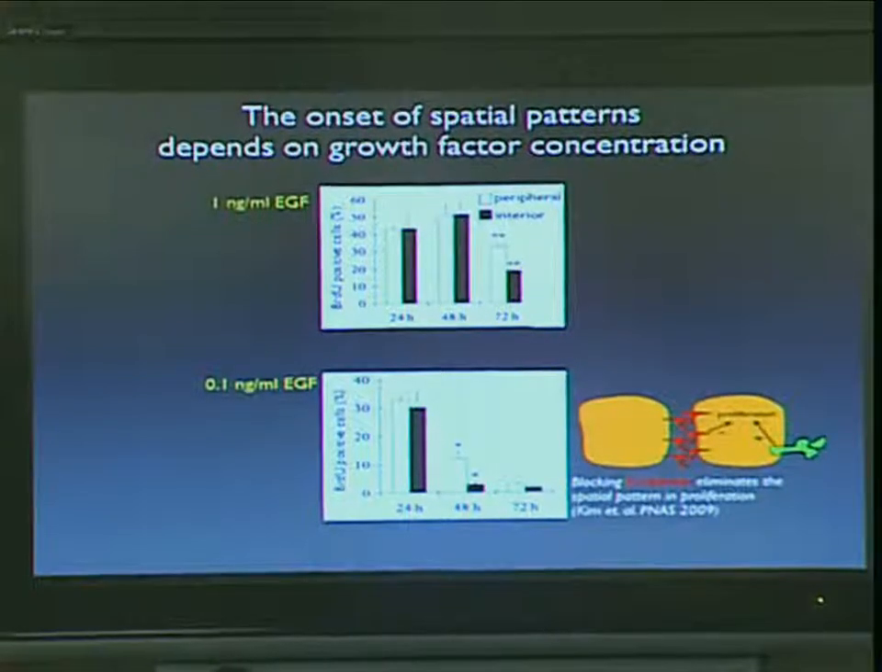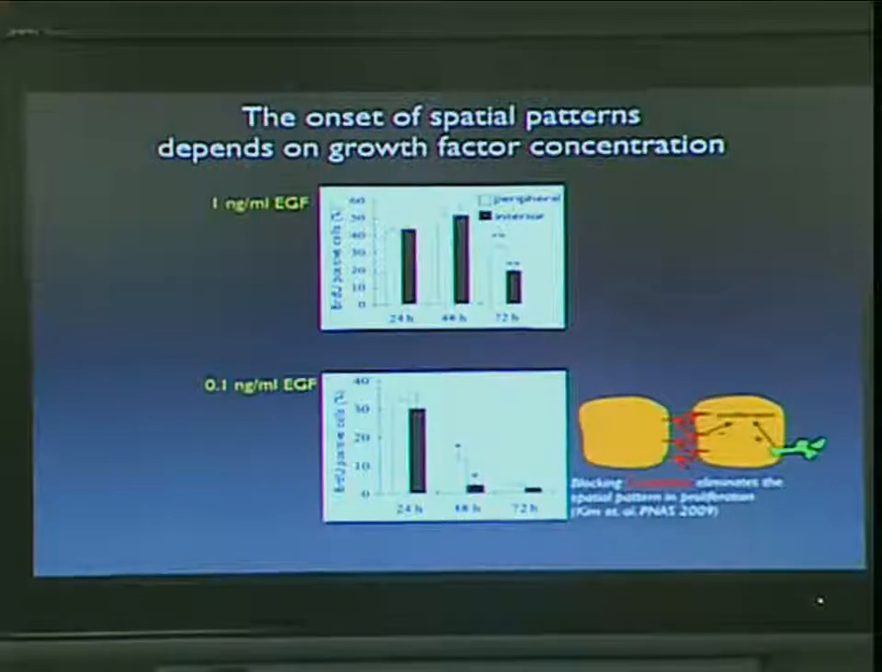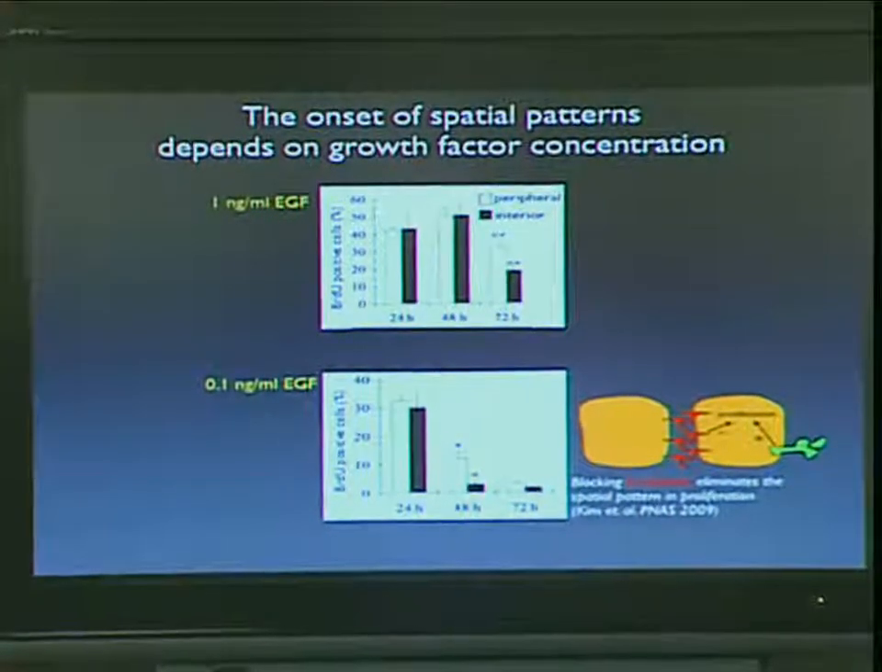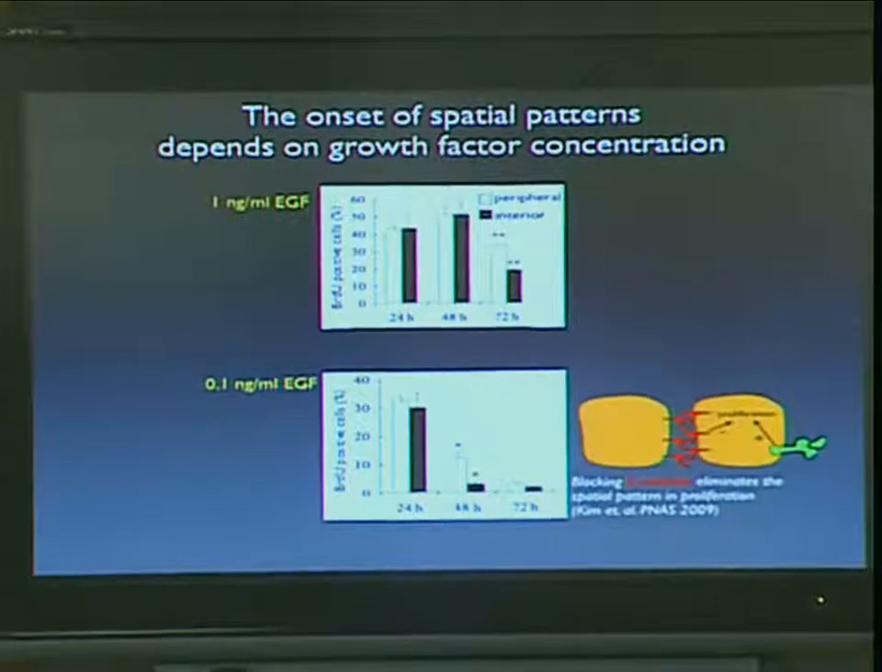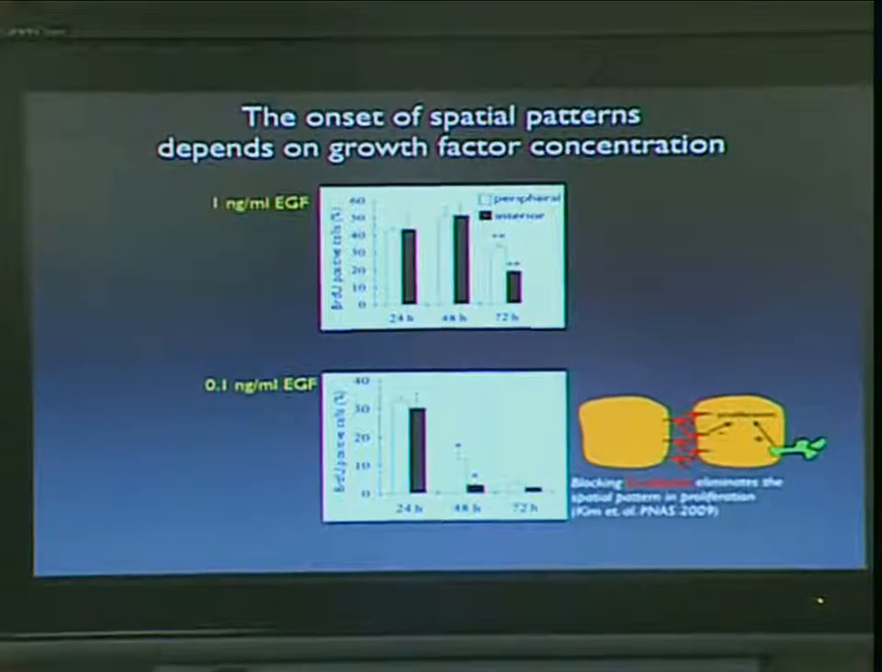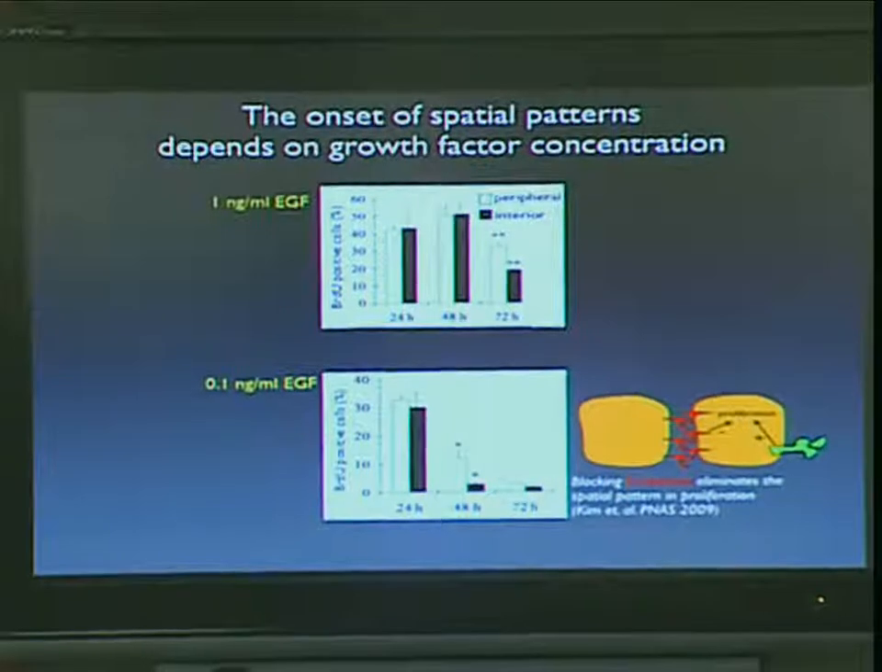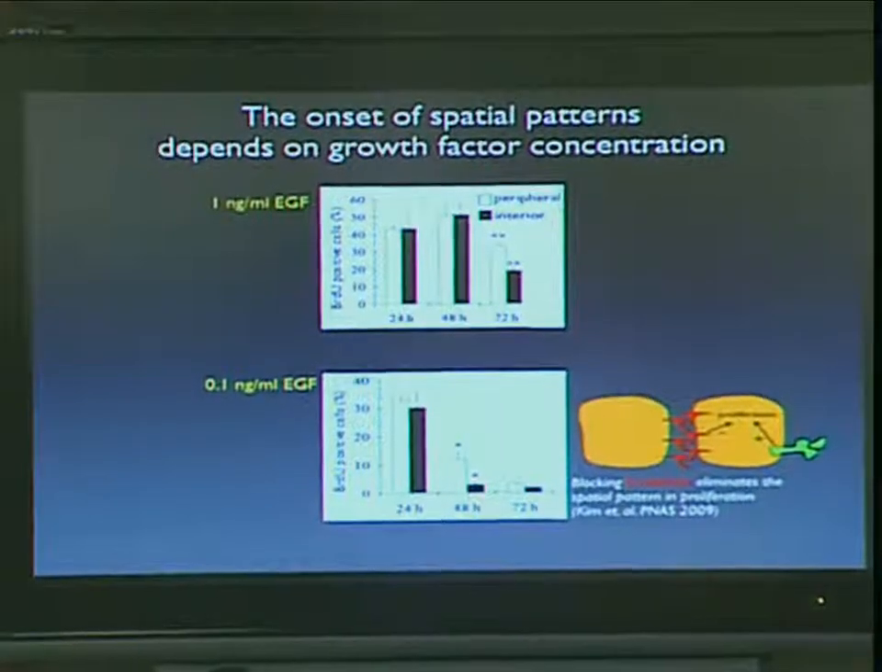And all of this is indeed contact inhibition. That is, the spatial pattern that you see at 72 or 48 hours is driven by contact inhibition, because if one goes in and blocks the cadherin interaction between cells using an antibody, you eliminate that spatial pattern. So what looks like a pattern here at 0.1 nanogram per mil would become equal-sized bars when treated with the antibody.